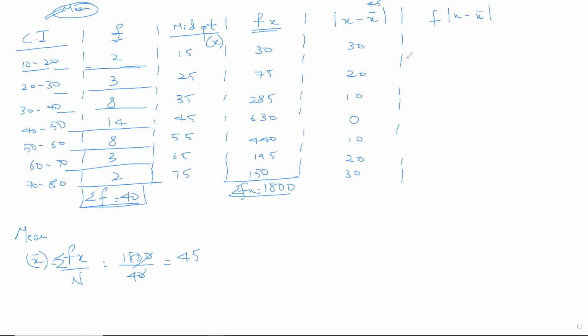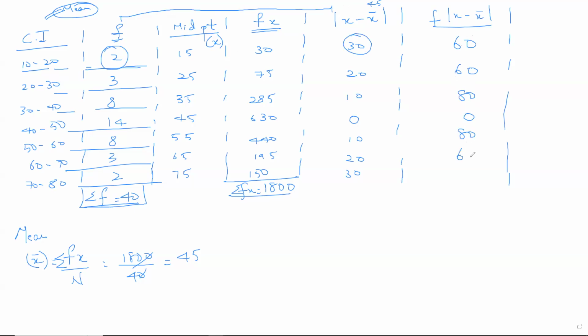What is necessary for me? The last column. The heading seems complicated, but it's very simple. You're multiplying f, the second column, with the fifth column. We multiply 2 into 30, the answer is 60. Similarly, 3 into 20 is 60. Then comes 80, then 0, then 80 again, then 60 again, then 60 again. So you're multiplying the f column with the recent column.